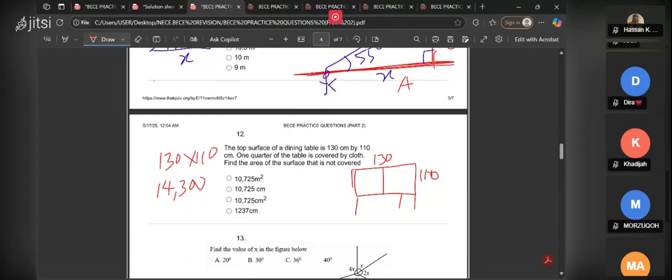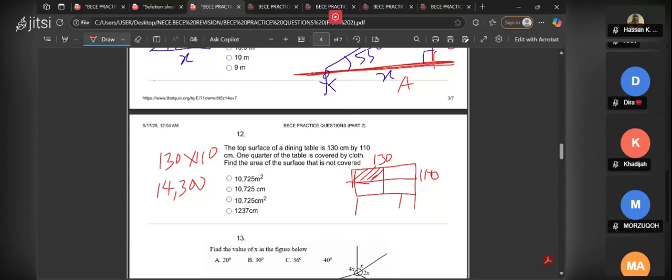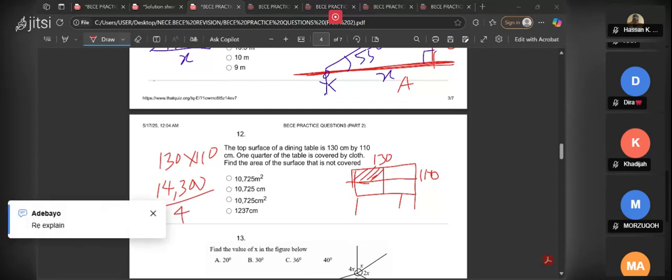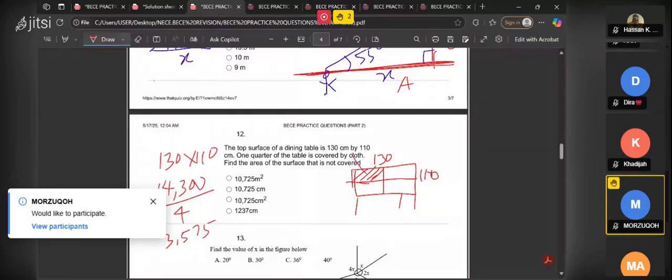That's when you divide it into 1/4 like this, 4. So part of this is covered. The question says, what is the area that is not covered? Which means we need to calculate 1/4. We divide this one by 4, and that gives 3,575. That is the part that is covered.